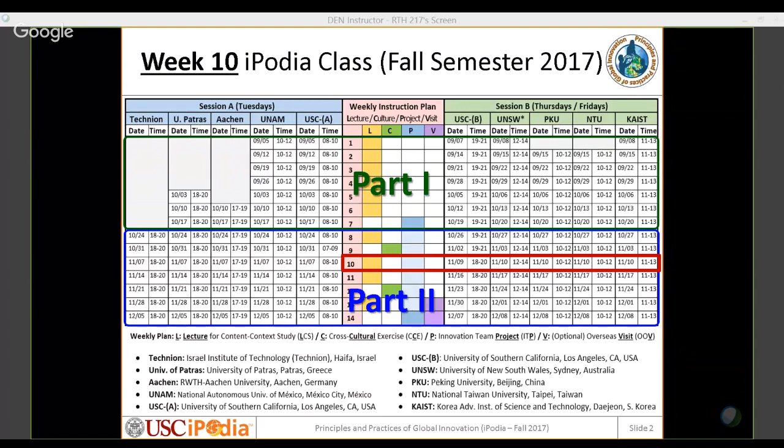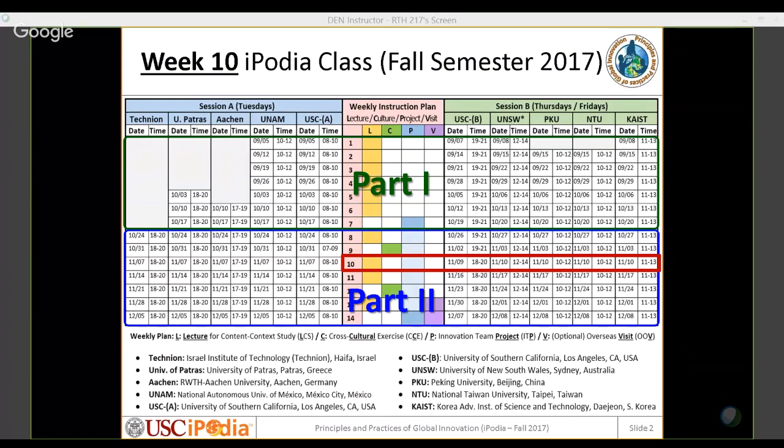Now let's move on to week 13. For week 13, we are still scheduled for lecture discussion. This is a very special week, because we have students from Germany, students from Mexico, and a few students from Taiwan actually visiting USC. Also, this is one week before your final team project presentation, which is a very important one.